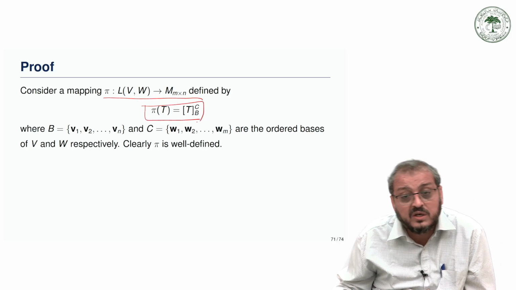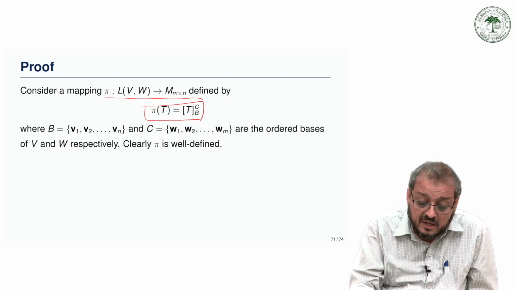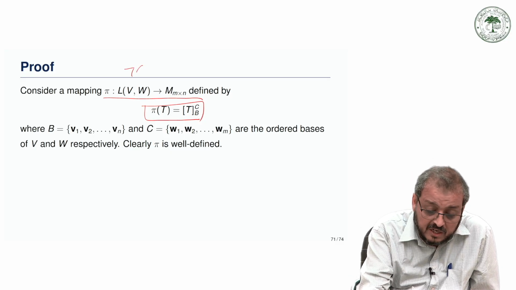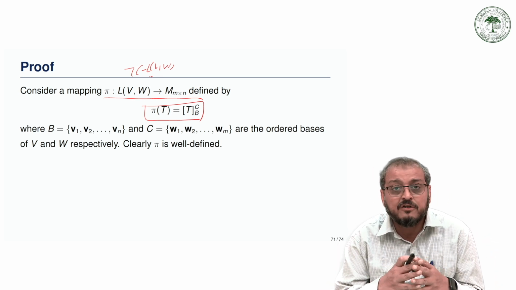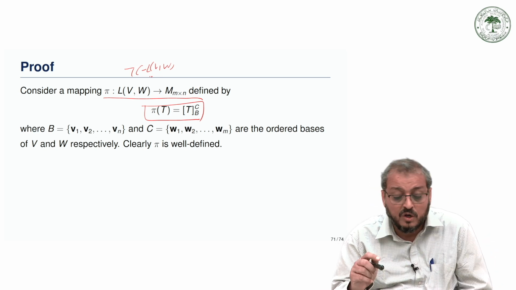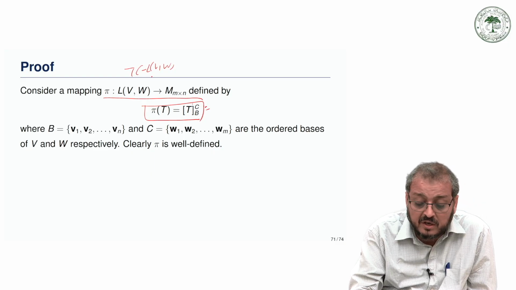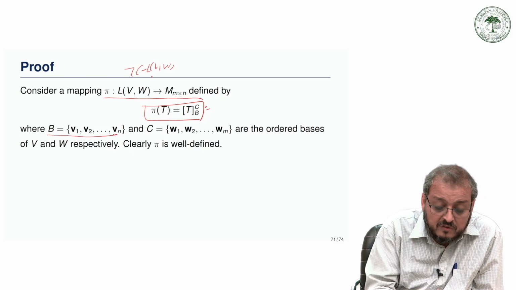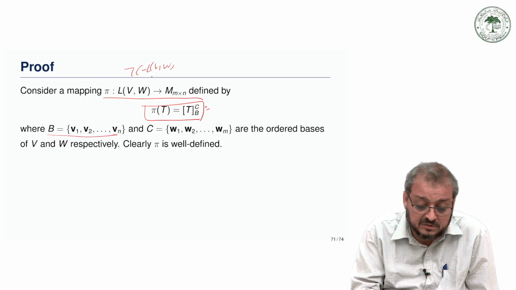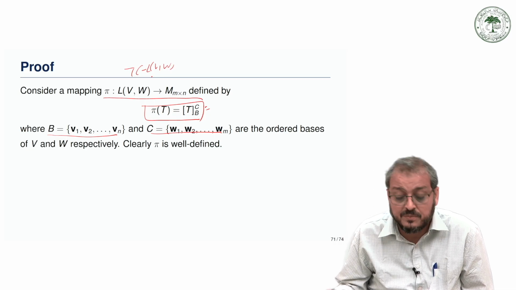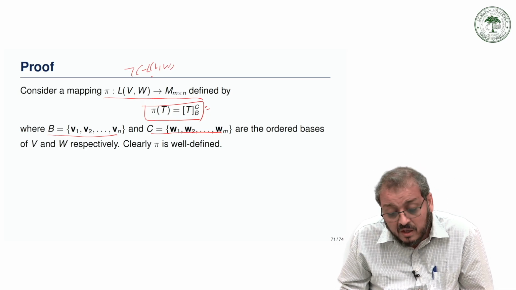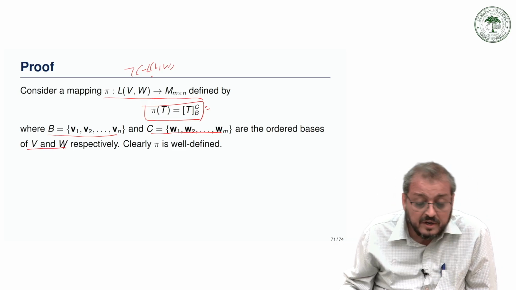Okay, so we start with pi defined in this form. We take pi of T, where T is any linear transformation, an element of L(V, W), because L(V, W) is the collection of all linear transformations from V to W. This is the matrix corresponding to the bases B and C, where B is equal to {V1, V2, ..., Vn}, so the dimension is n, and C is equal to {W1, W2, ..., Wm}, with dimension m. These are the ordered bases of V and W respectively.